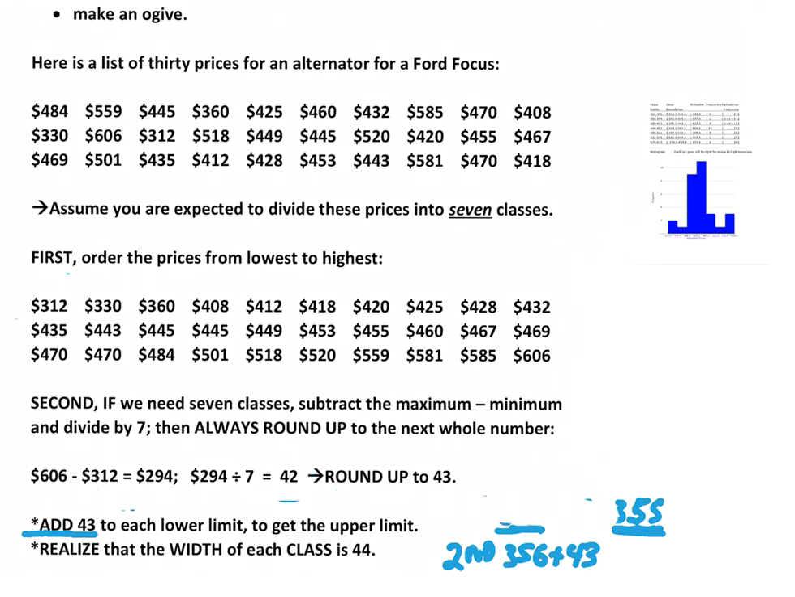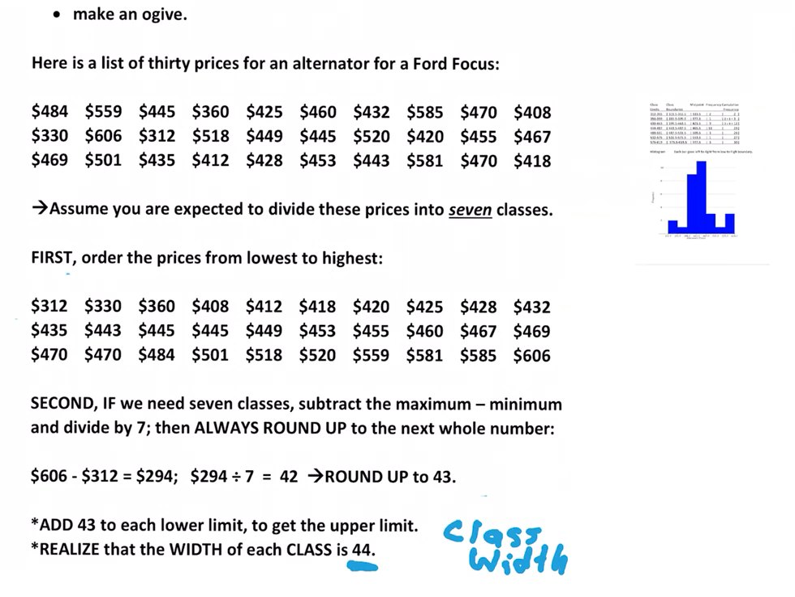One other thing that I need you to be aware of, a technical term that I will ask you about in this class, and that term is called class width. Technically, the class width is going to be 1 more than 43. It's going to be 44. That will be technically how wide each grouping is that we create when we organize our data.